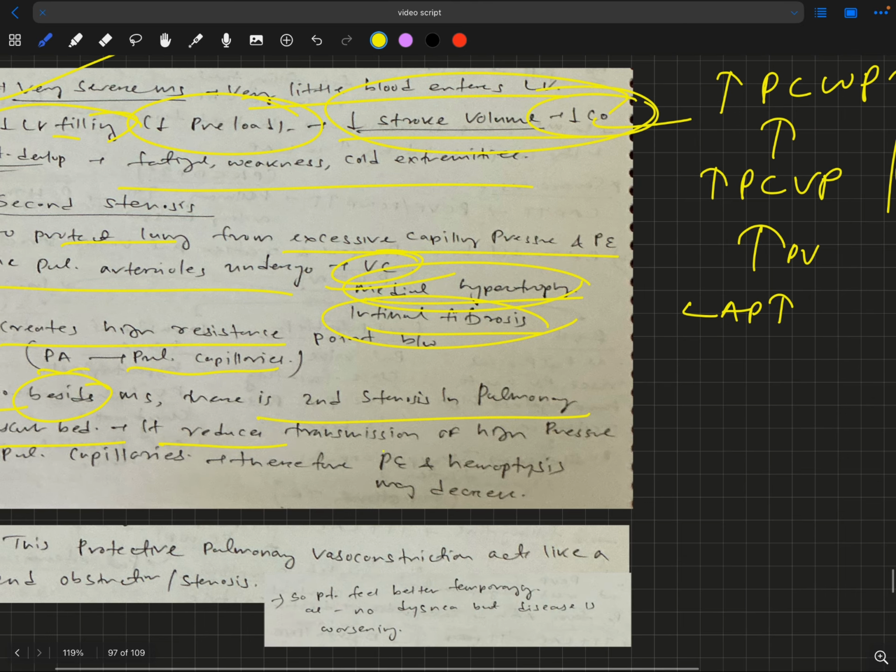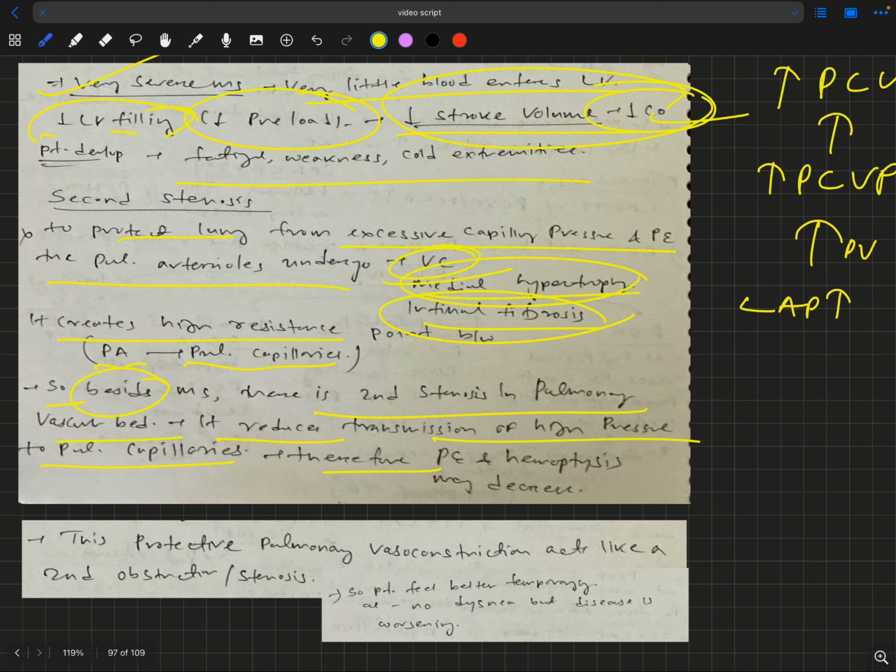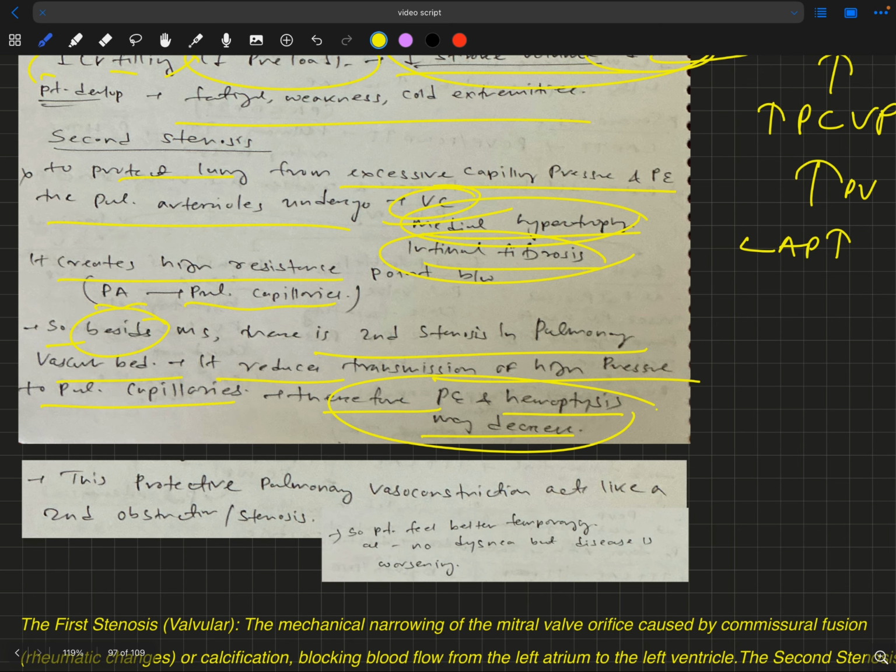So it reduces transmission of high pressure to the pulmonary capillaries. Therefore pulmonary edema and hemoptysis may decrease due to this second stenosis phenomenon. The patient may improve symptomatically due to second stenosis, but the disease is progressing. The disease is progressing badly, but the patient may see some improvement in symptoms.